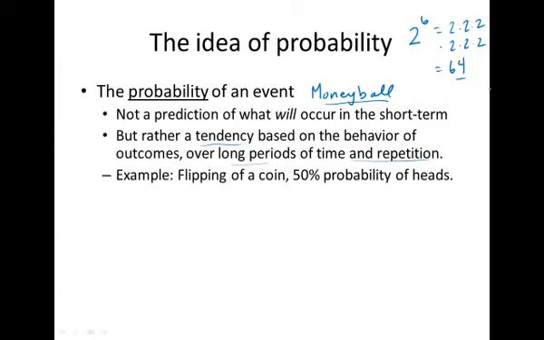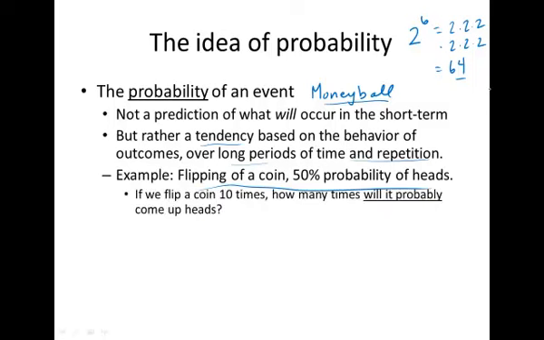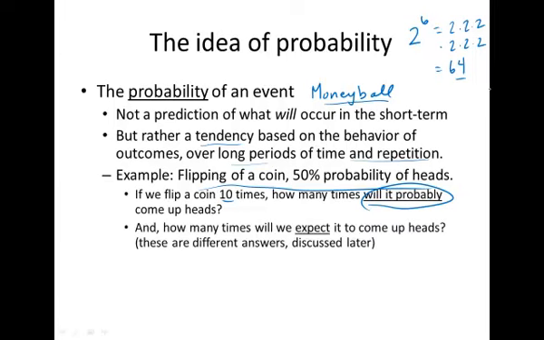So once again, back to flipping a coin, 50% probability of heads. What if we flip the coin 10 times? How many times should it come up heads? How many times will it probably come up heads? Then we can also ask the question, how many times do we expect it to come up heads? It turns out that these two different questions have different answers. So I think you know the answer to this one. It should come up about half the time, right? But as it turns out, that's not necessarily the case.